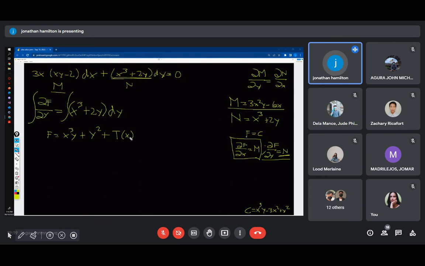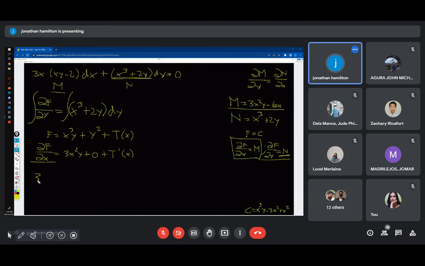So since x ni siya, we could partially derive with respect to x. So we have the partial derivative of f with respect to x is equal to, we have x cubed y with respect to x. So this is 3x squared y. And then this is 0, since walay x, plus t prime of x. Now again, we have the partial derivative of f with respect to x, which is our value m.